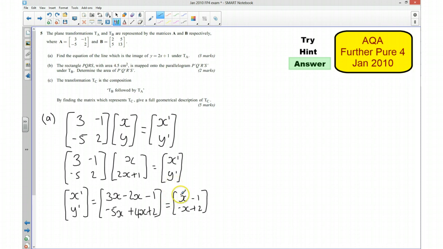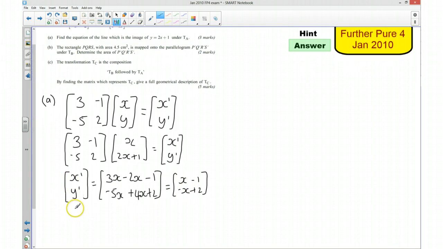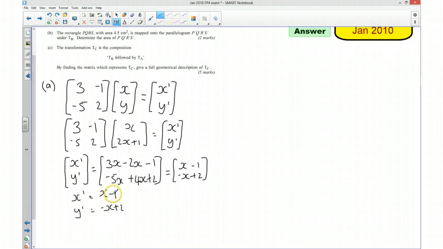Okay, so what I now want to know is, is there a relationship between the image of x and the image of y? Well, if I now write down that the image of x is going to be equal to x take away 1, and the image of y is going to be equal to negative x plus 2, I'm now going to make x the subject. So I'm going to say, well, that means x is going to be the image of x plus 1.